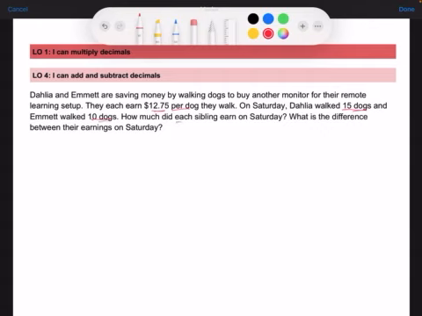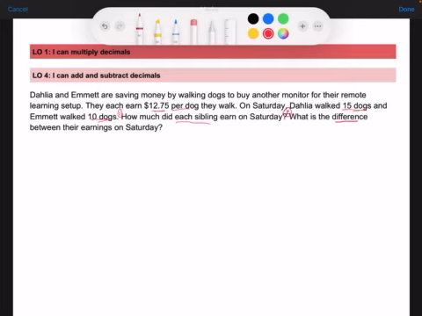How much did each sibling earn on Saturday? What is the difference between their earnings on Saturday? Okay, I see I have two questions to ask. And this one here, how much did each sibling earn on Saturday? That goes with learning outcome 1. I can multiply decimals. And our second one, what is the difference? That's going to go with learning outcome 4. I can add and subtract decimals.